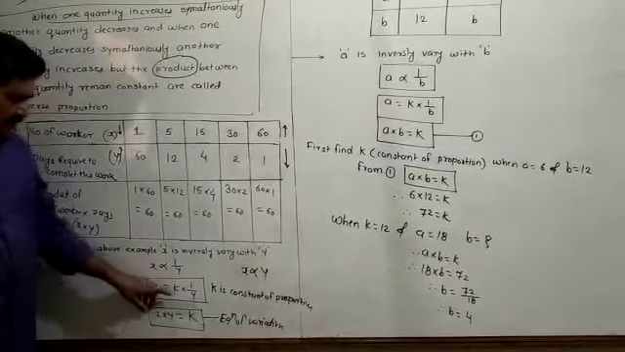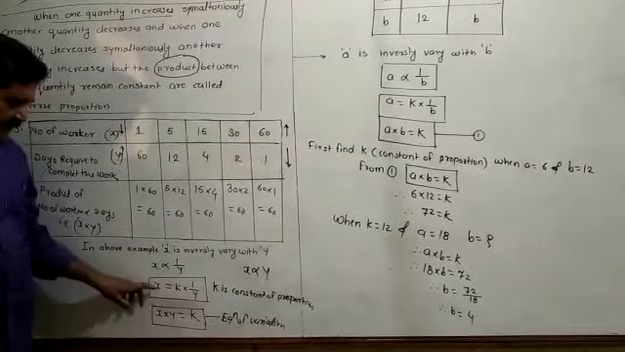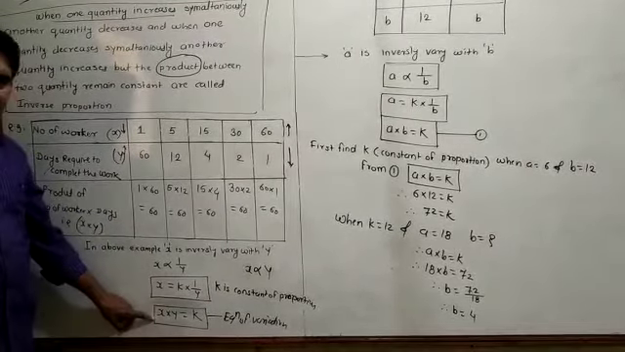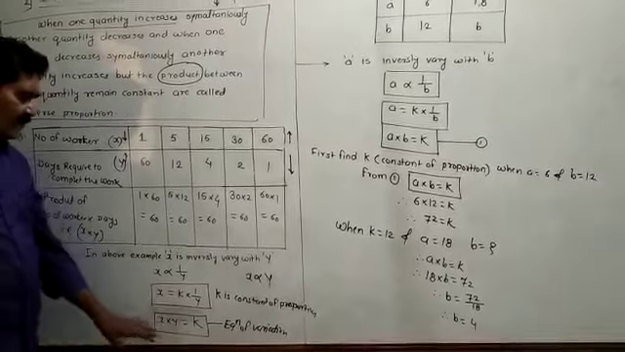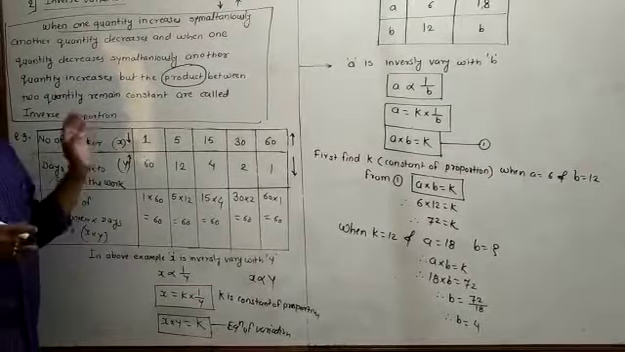Here x is equal to k into 1 upon y. You have to transpose this y this side. This divided by y becomes multiplied by y. x multiplied by y is equal to k is the equation of the variation. I think you understand these things.